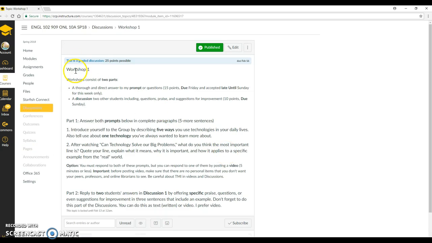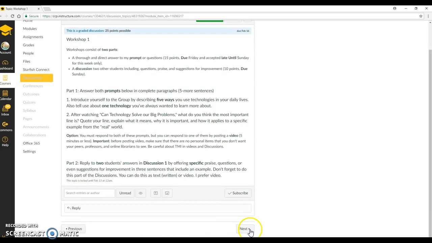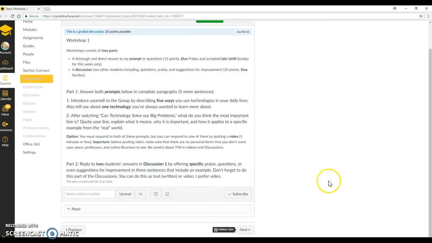Each week there will be a workshop consisting of 2 parts. One part is writing or research. So for example, in the first week, part 1 is answer these 2 prompts. Introduce yourself by describing yourself in through 5 ways you use technology. That's a paragraph. This is also a paragraph, so we would write 2 paragraphs. And then the discussion will be to reply to other people. So you want to do both parts to get full credit for the discussions, which are worth 25 points each week. The workshops, rather.